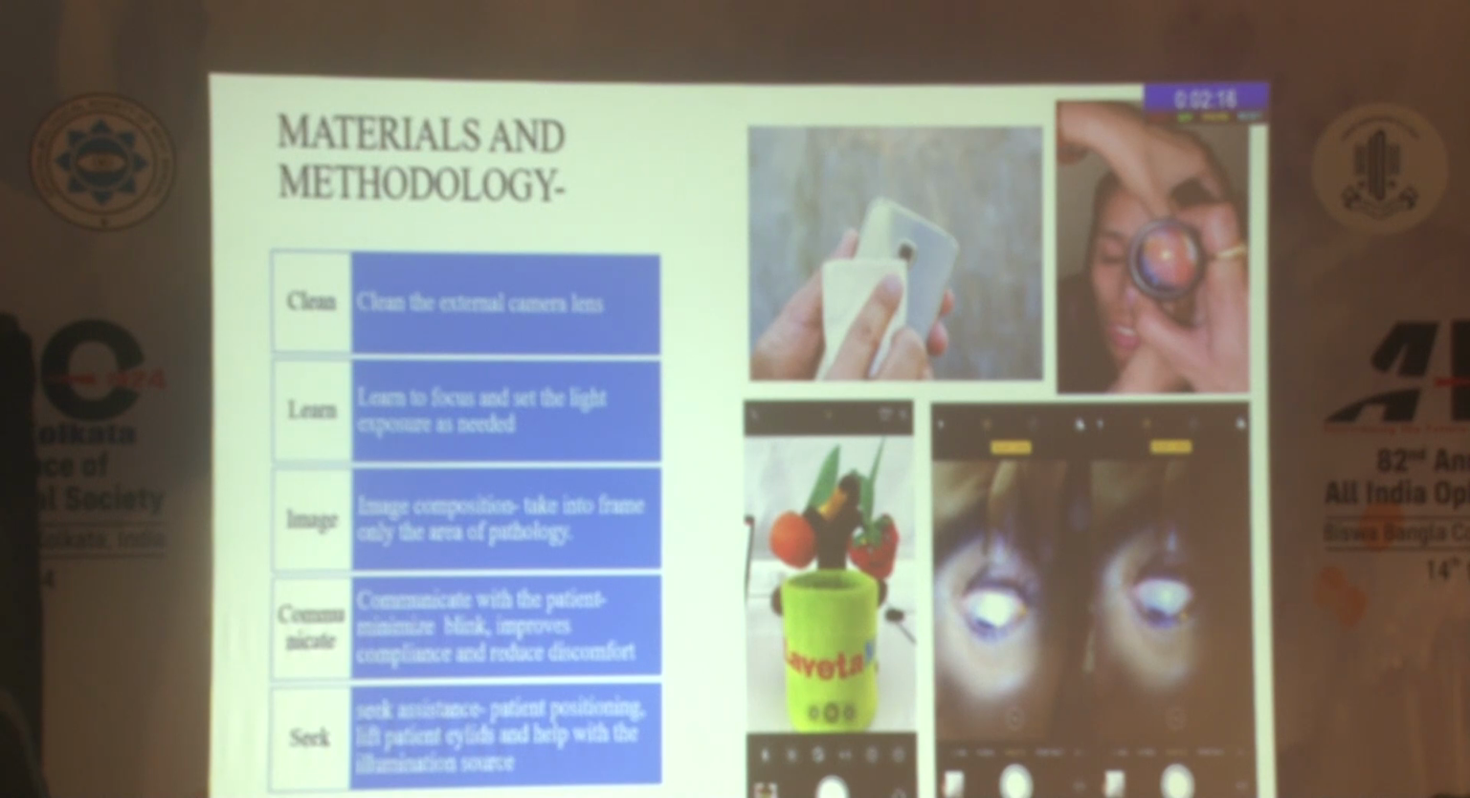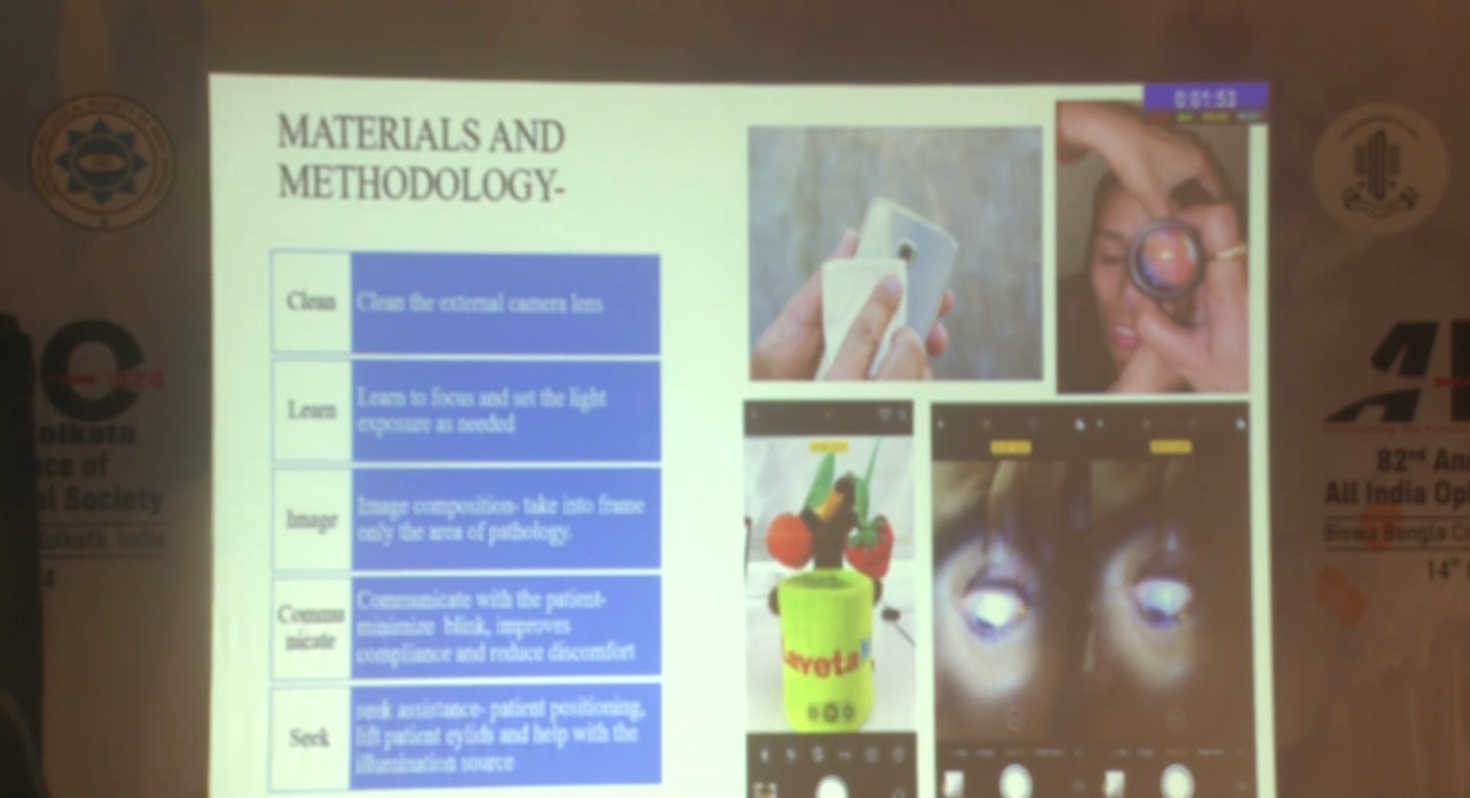First of all, we need to follow some tips such as clean the external camera, as there can be fingerprints or food particles sometimes, learn to focus and set the light exposure as needed. In this video you can see whenever we tap on the anterior image, or wherever we tap on the screen, it gets focused, and if we hold that, the focus is locked.